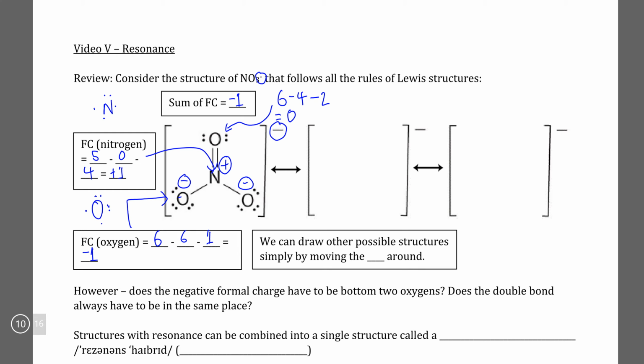Now, one question that students might ask is, does the double bond always have to be in the top position, bonded to the oxygen on top of the nitrogen, and do the negative charges always have to be on the bottom oxygens? Well, the obvious answer to this is no, and we can rationalize this using some fairly simple explanations about electrons.